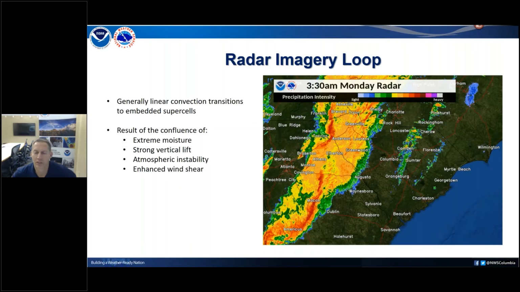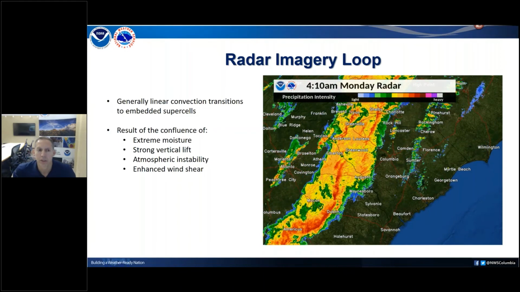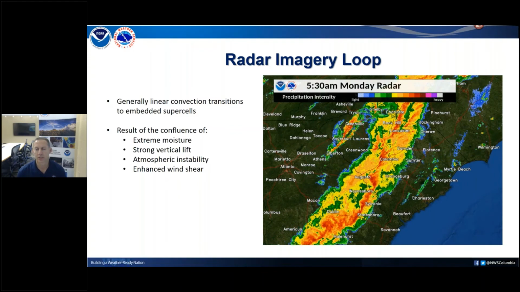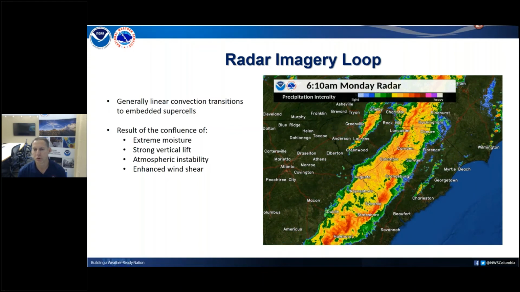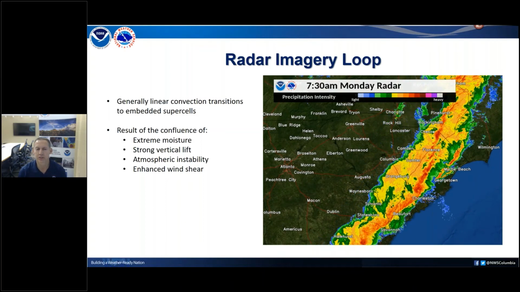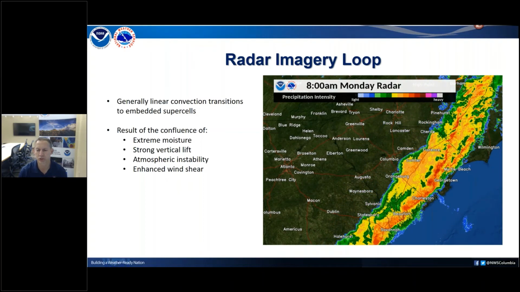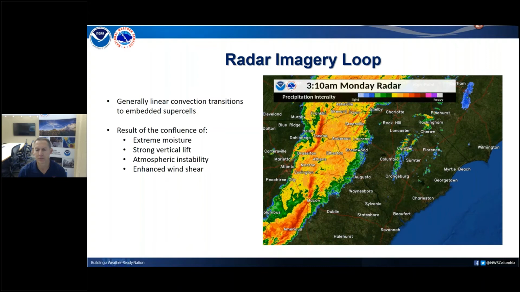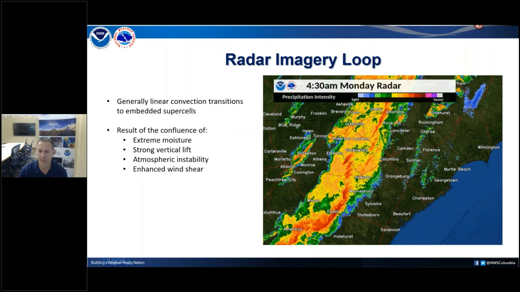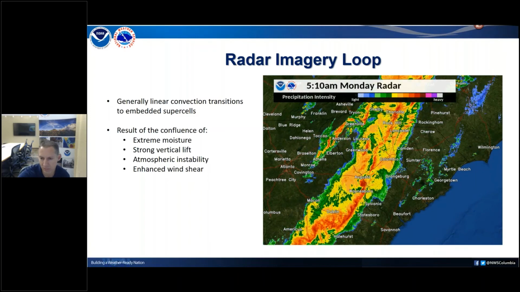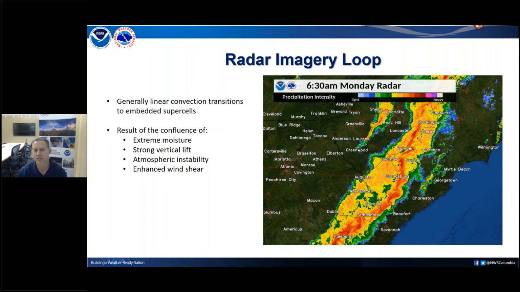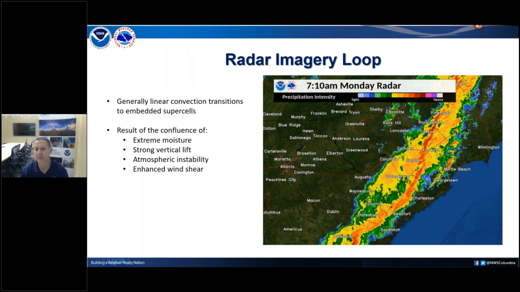So now we'll take a look at some of the radar imagery. I'll let this loop through a couple of times. What you'll note here is the loop for the whole event as it moves across our area. It initially starts out as a generally linear squall line convection moving across central Georgia into our area. But once it gets to about Waynesboro and the Augusta area, you'll see it transitions. You see a big ball just north of Waynesboro moving up towards Orangeburg. It transitioned to embedded supercells within this line.